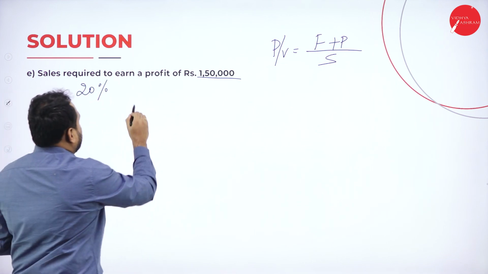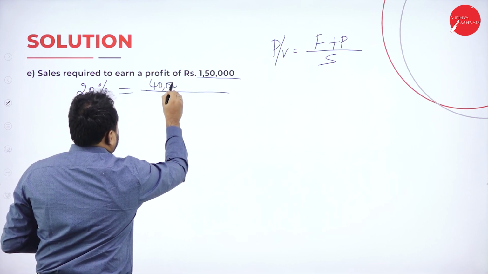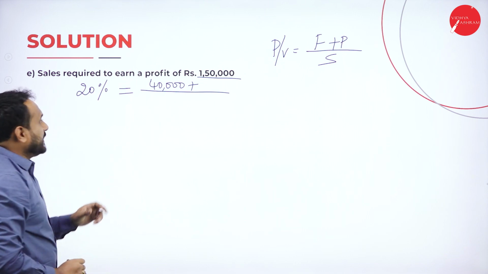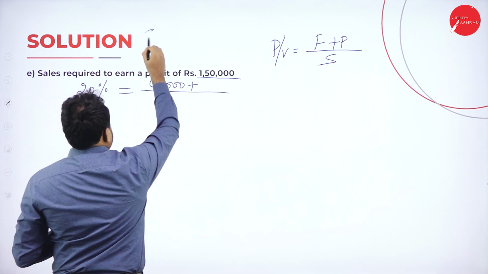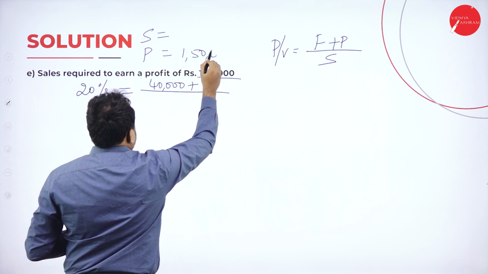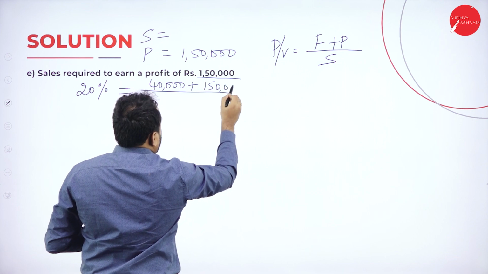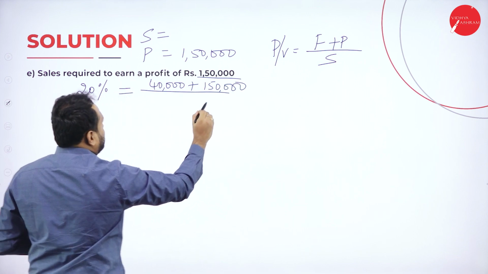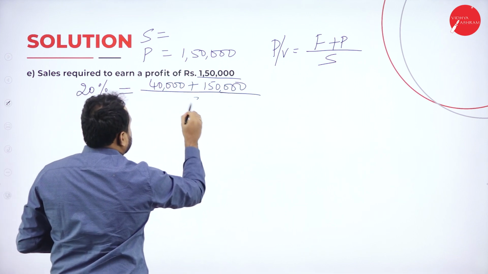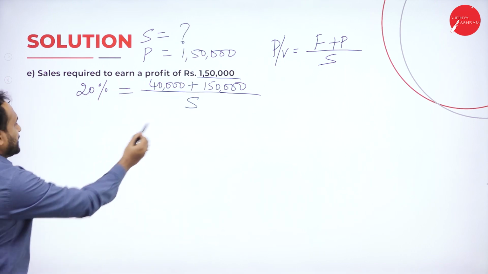My PV here is 20%. And what is my F? Fixed cost is 40,000 plus what they're asking you: sales required to earn a profit of 1,50,000. So what is my profit here? 1,50,000, divided by S, because I need to find my sales. So I'll substitute. S will go here.